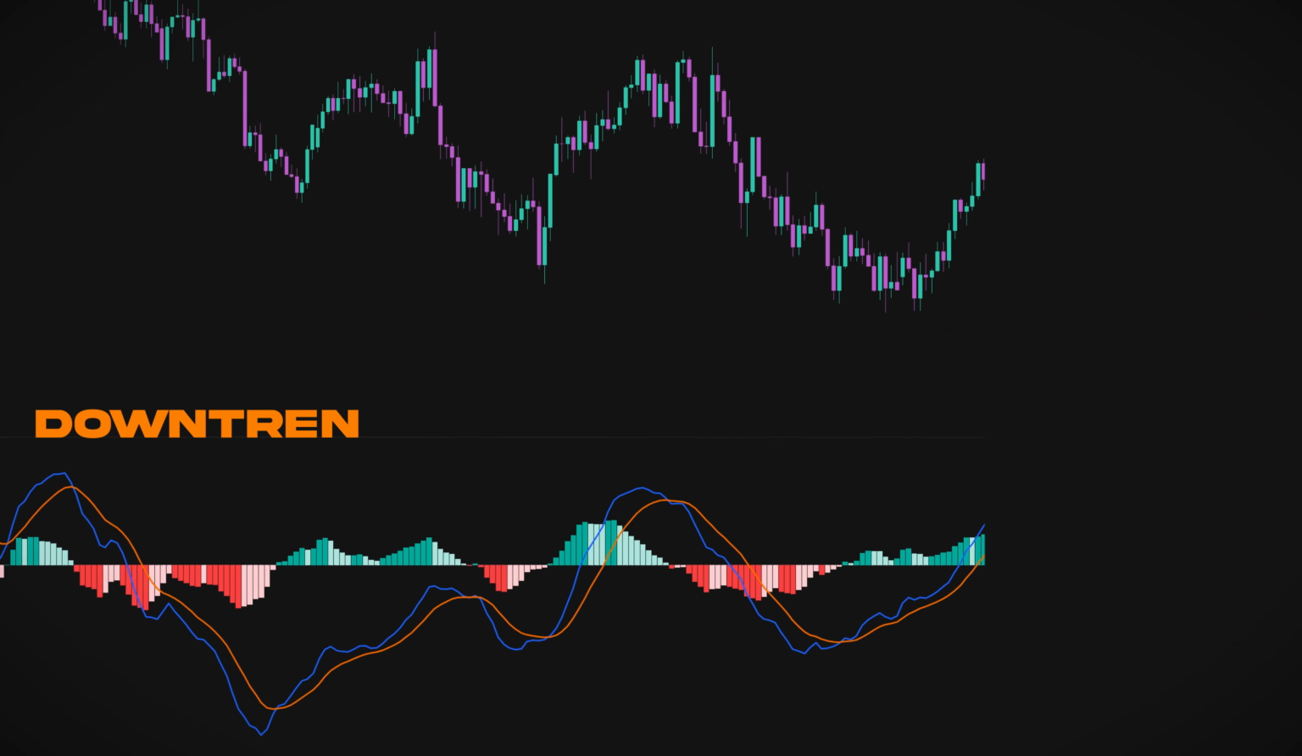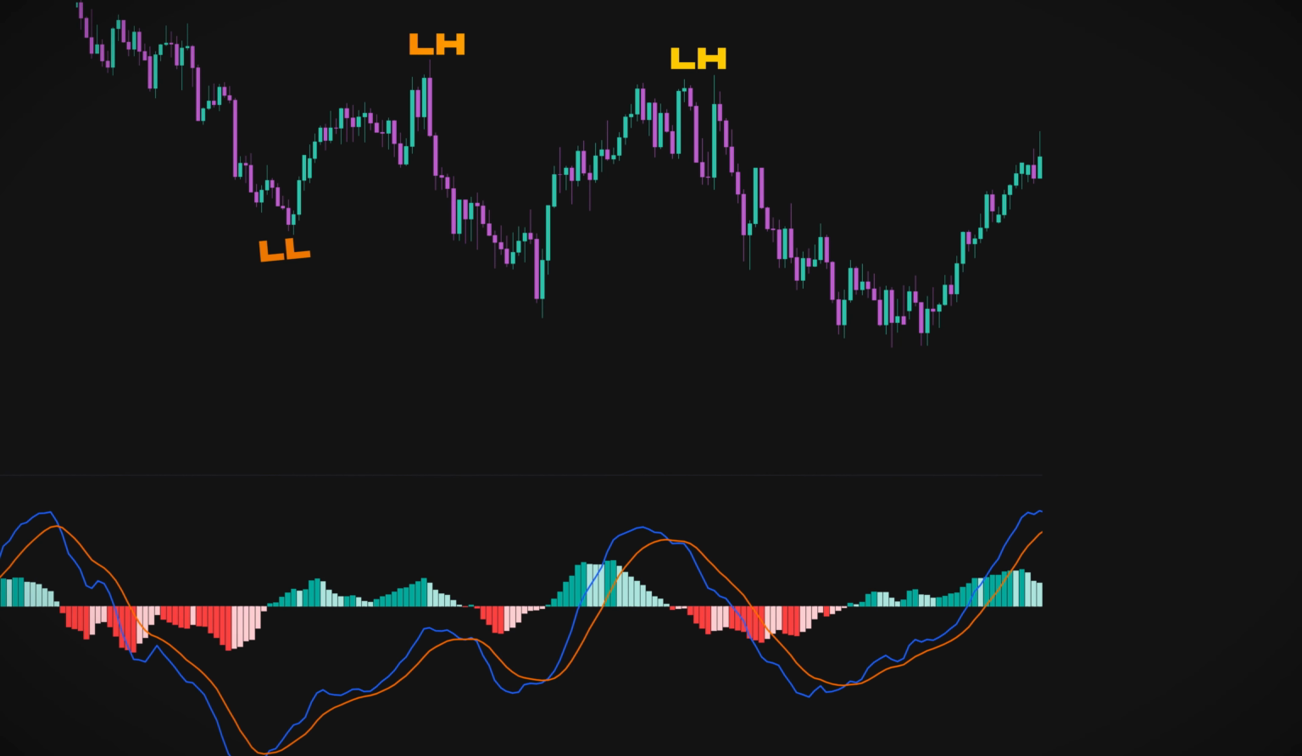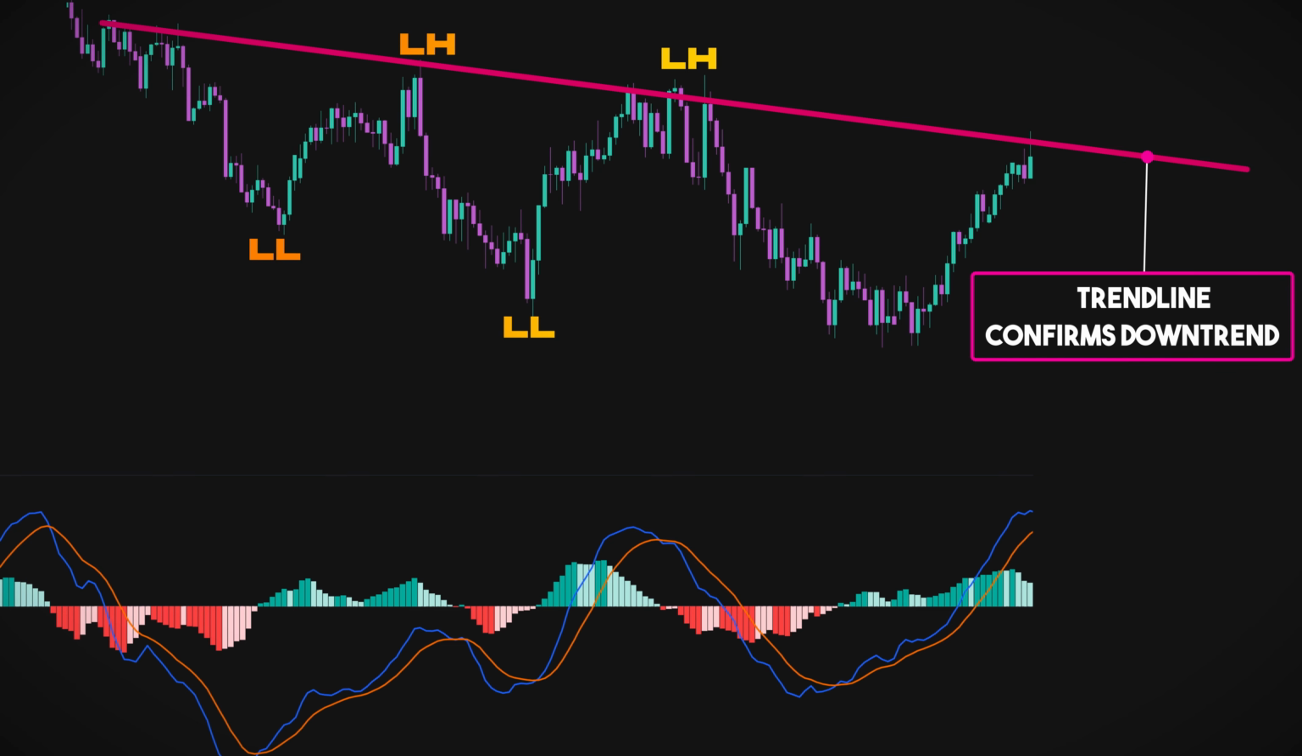To use this sell-side strategy, first, look for a downtrend. A downtrend happens when the price keeps making lower highs and lower lows, showing sellers are in control. Draw a trend line connecting the lower highs. This trend line acts as a resistance level and confirms the market is moving down.